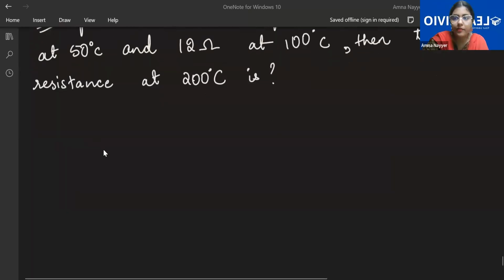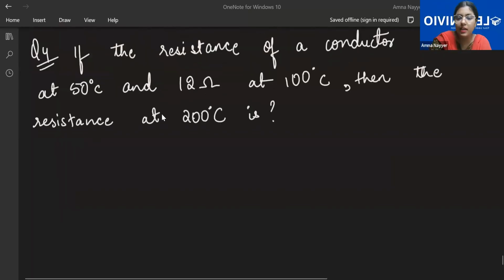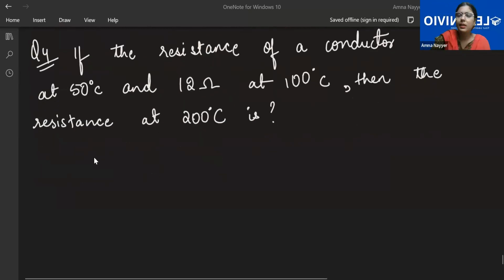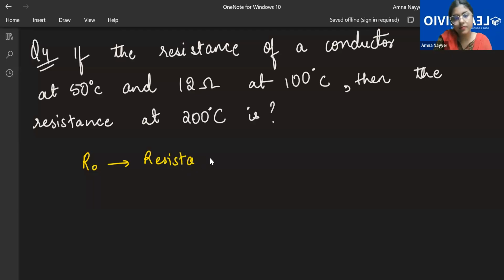So look, what we'll do for the 10 one, we know 10 ohm is the resistance given and 50 degrees Celsius is the temperature given, correct? But what we do not know is the resistance at room temperature. So we have to assume it's something. Let's say the resistance at room temperature is some R naught. So I'll also take this as some R naught. Let's say R naught is the resistance at the room temperature.